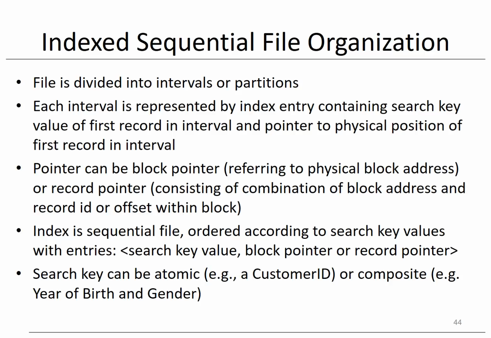An index itself is then a sequential file, ordered according to the search key values. The index consists of entries with the following format: search key value and block pointer or record pointer. The search key can be atomic, such as customer ID, or composite, such as the combination of year of birth and gender.